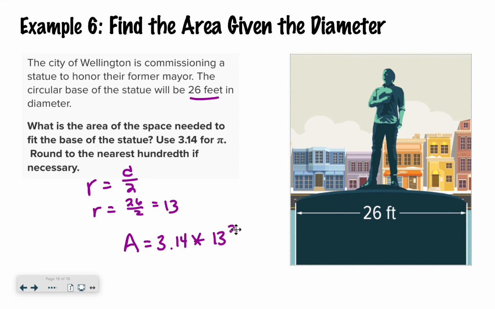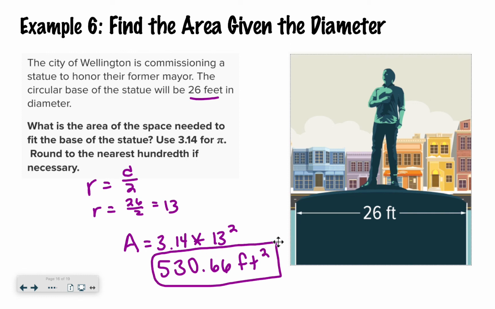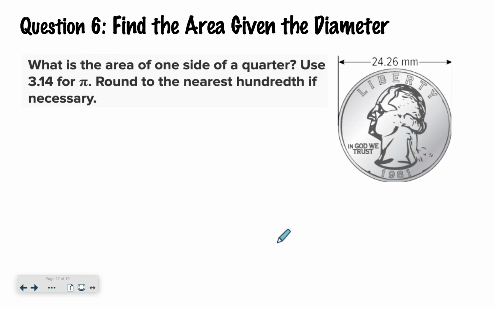So I'm going to say 13 squared, which is 169, times 3.14 gives me 530.66, and it ends right there. So then I'd say feet squared. That's how much area they need on the ground for this statue. Okay, so hopefully it's really similar for you. You see the pattern between this example and the last one, where you're just finding the area. It just has one step in front of it where you cut the diameter in half before you find the area. So why don't you go ahead and practice that on this problem.